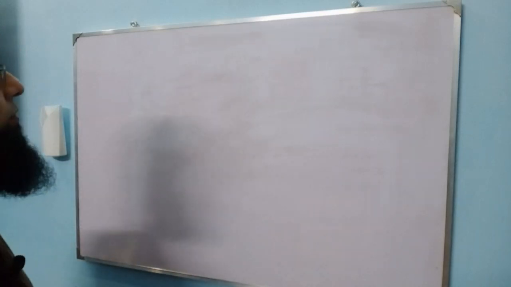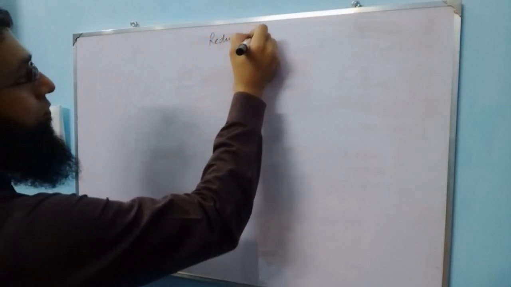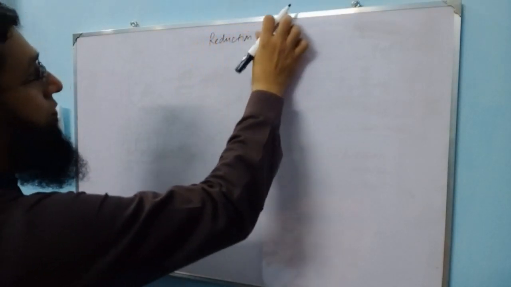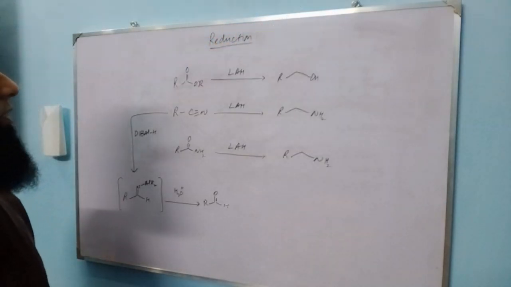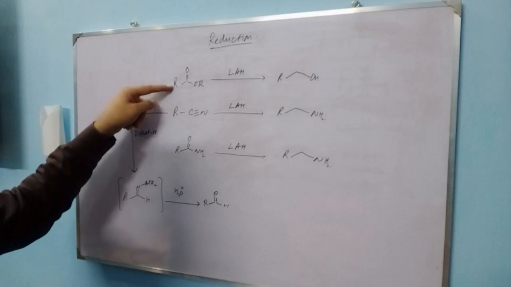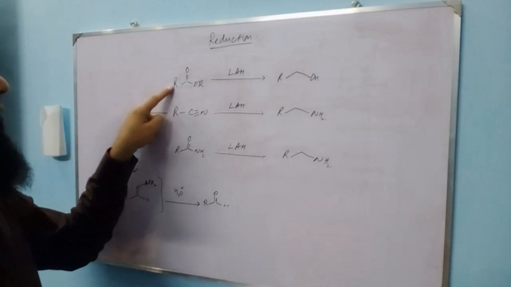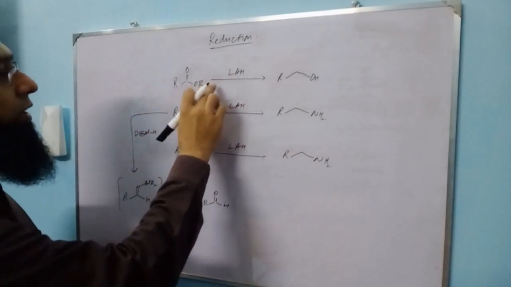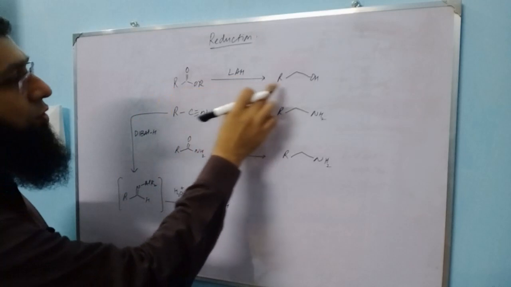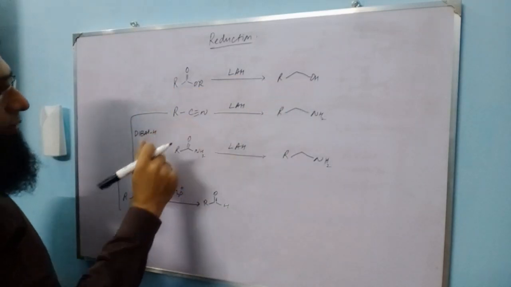Next are some reduction reactions. So these are some of the reduction reactions. First is reduction of esters. Generally esters are not so reactive, we know that, and therefore we have to use a strong reducing agent, and using lithium aluminium hydride we can convert an ester to the corresponding alcohol. And next is reduction of nitriles.